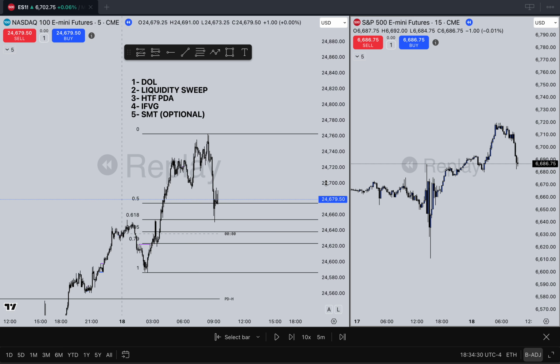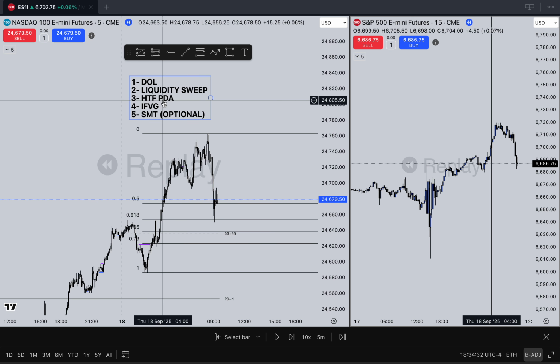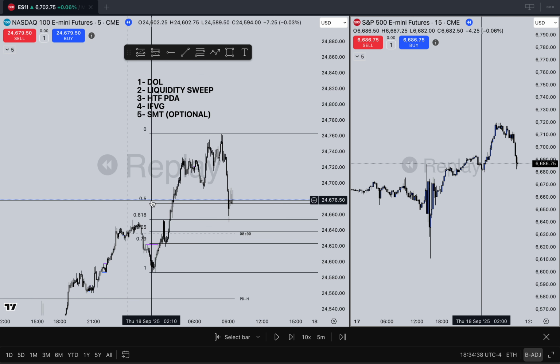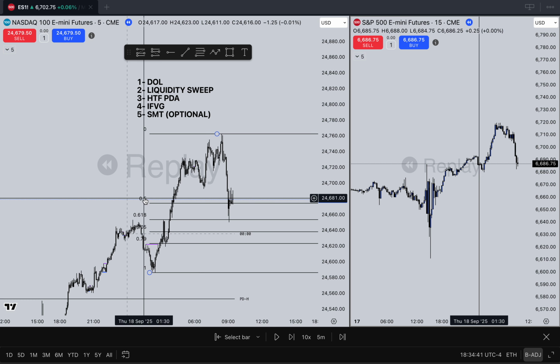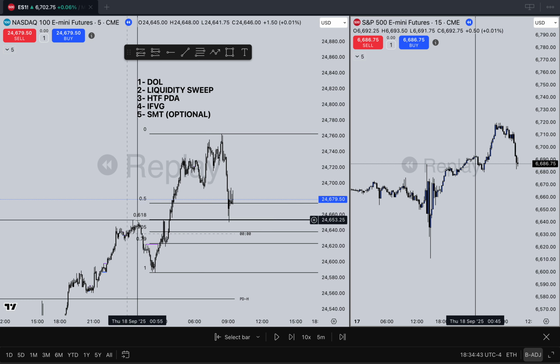So I didn't really say this in the checklist, but along with a liquidity sweep and a higher time frame PD array, I like to see a run into the discounted OTE ranges, that being just equilibrium of the range and the OTE levels here.